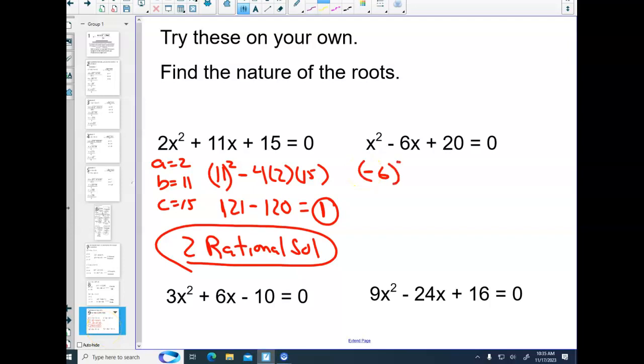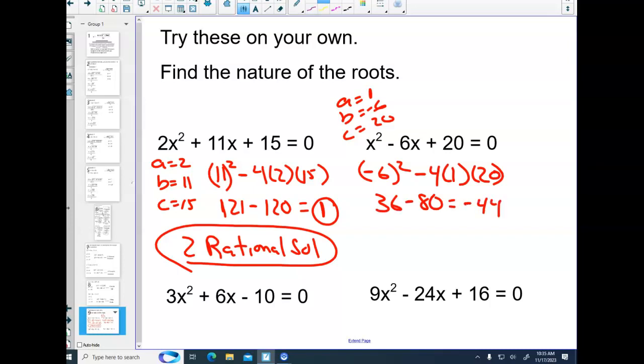Becomes -6 squared. And actually, I should write A equals 1, B equals -6, and C equals 20. So -6 squared minus 4 times 1 times 20. Well, that's 36 minus 80, and that's a -44. I don't need to do anything with it. It's a number less than 0. I'm going to get 2 complex solutions, and that's the answer.